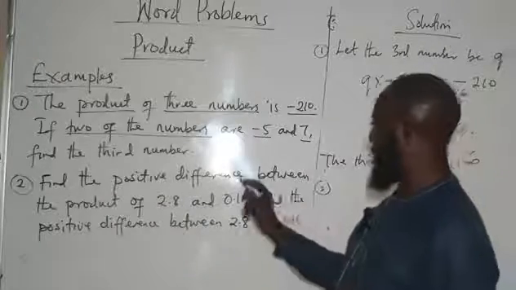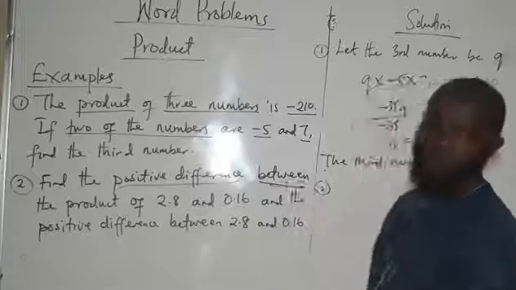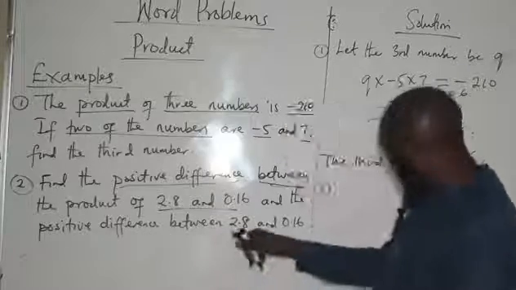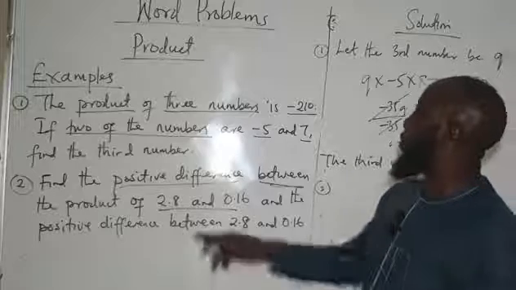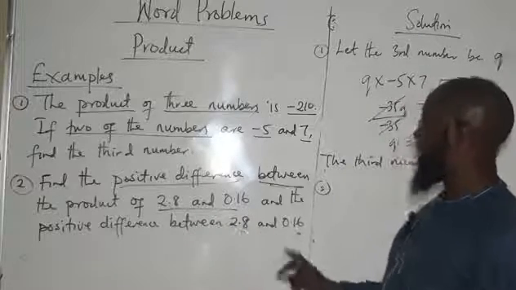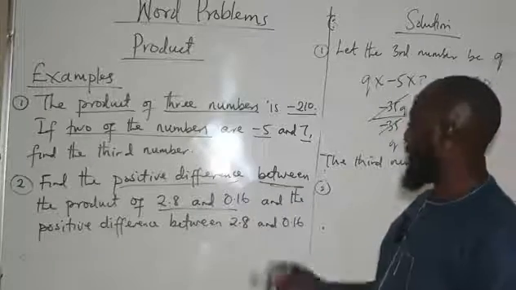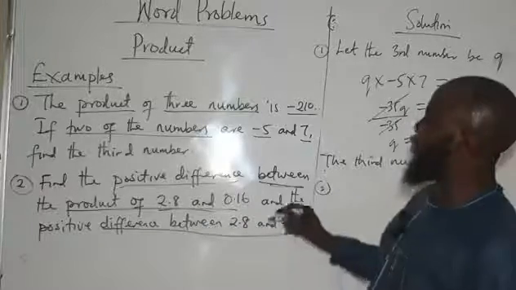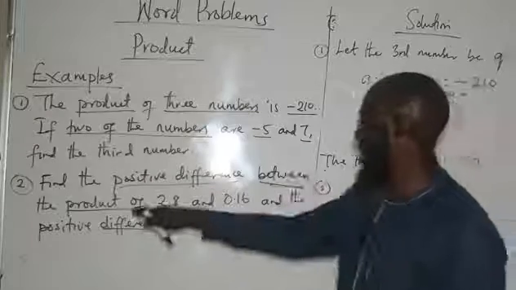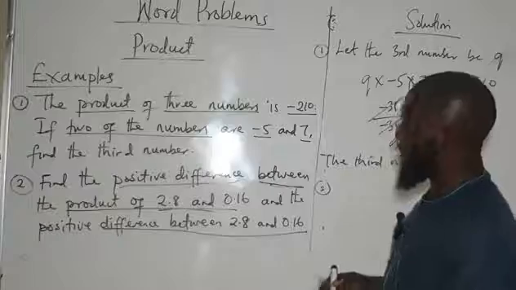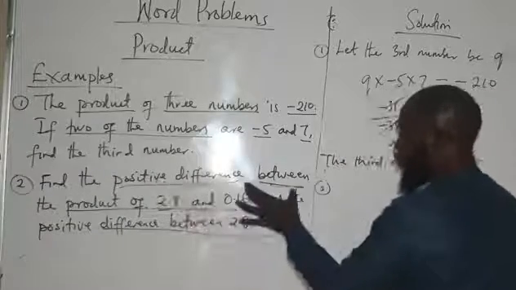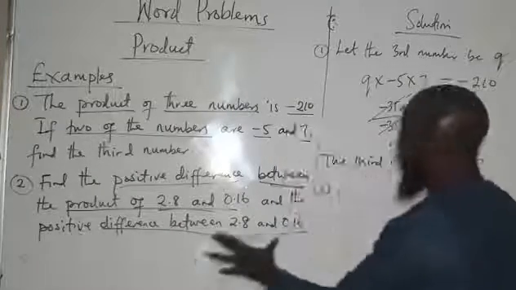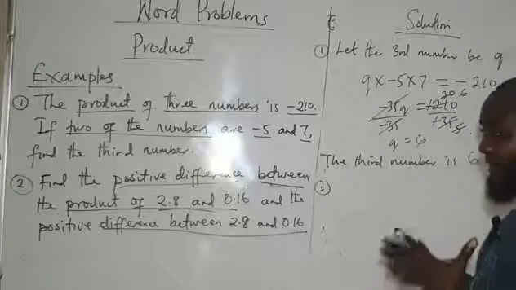Find the positive difference between the product of this and the positive difference between this. That is, we must first of all multiply this together, then find the difference between this and this. So we find the product of this, then we have the difference of this. So we now have the positive difference between these, and you can see the connection. So you have to be very, very careful when you are reading it.